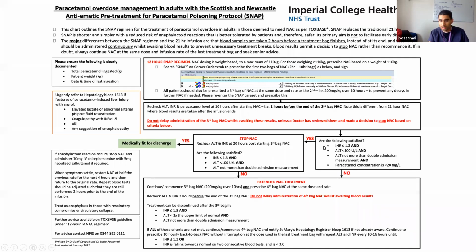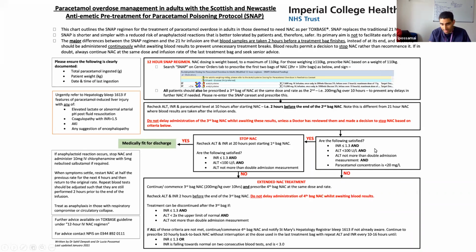When you do have the results, you compare them to the criteria in this first box on the right. If the criteria are met, you can simply stop NAC and repeat the ALT and the INR 8 hours later. And again, if criteria are met, then your patient's fit for discharge. And within that 8-hour period, if they need psych evaluation, that can be done at that point.